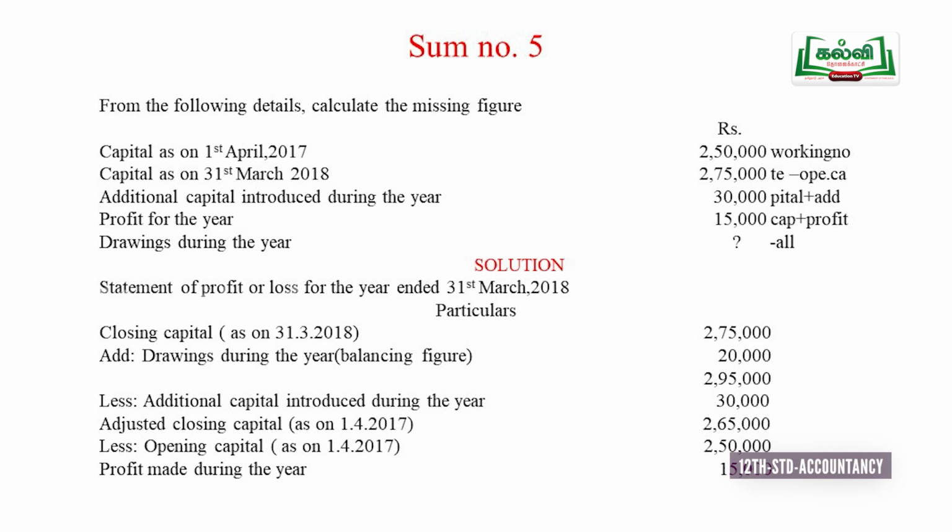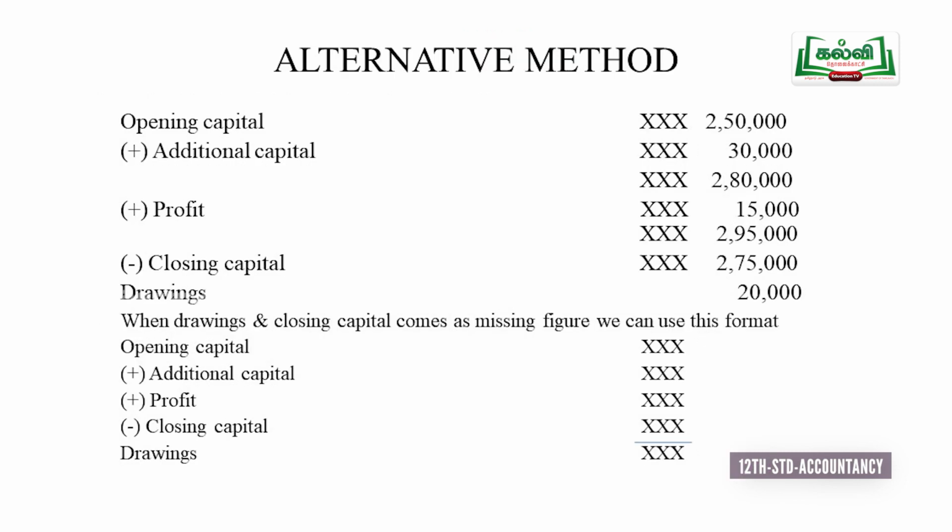Closing capital 2,75,000. Then add drawings. Already we have seen in the working notes, drawings 20,000, then less additional capital, that is adjusted closing capital, less opening capital, the next one profit. Then alternative method, we can use the opening capital format in some cases only for the purpose of workings. Opening capital means we have to add only 2 points, additional capital and profit, minus closing capital. We can have drawings. When drawings and closing capital come as missing figure, we can use this format as a working note.